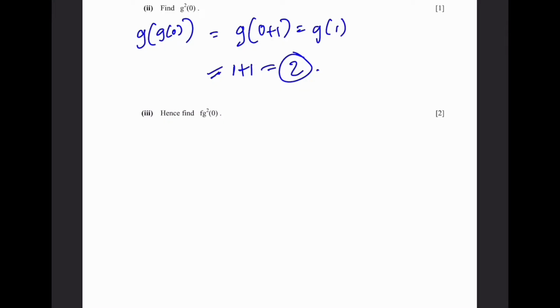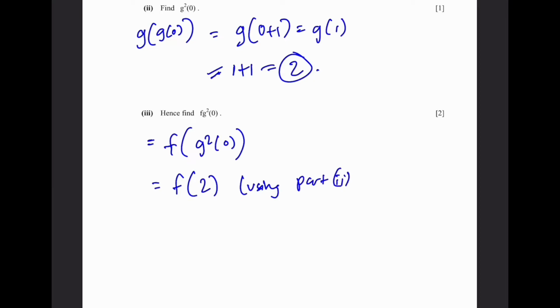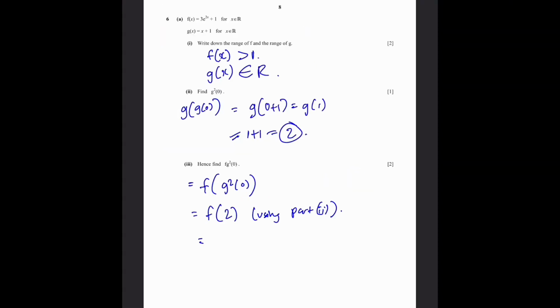Part 3. Hence find f g squared of 0. Since we know what g squared of 0 is, we can just do f of g squared of 0. And using the value which we found, which is 2, we can say that this is f of 2, using part 2. And that's going to be 3e to the power of 2 times 2 plus 1, which is 3e to the power of 4 plus 1. We can leave our answer just like this, because we cannot use a calculator to simplify this value. That'll be our answer.